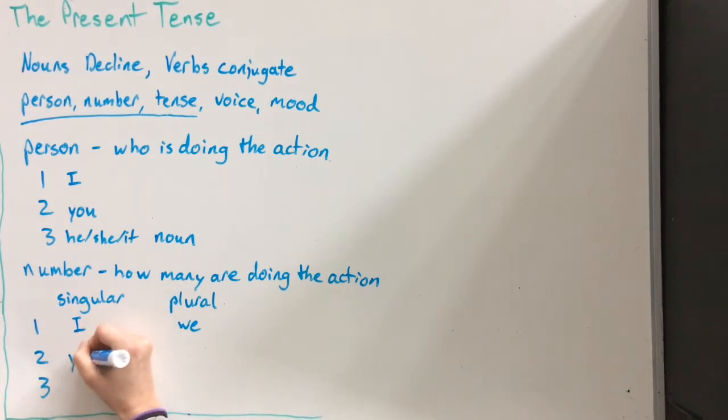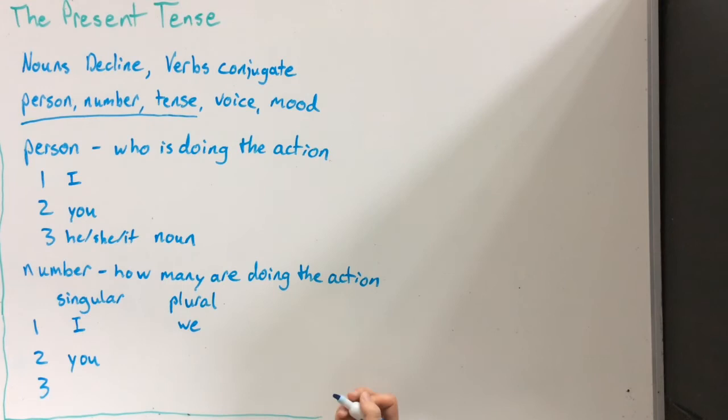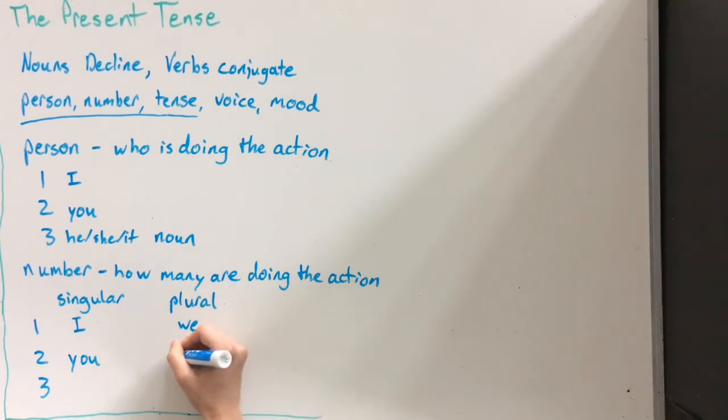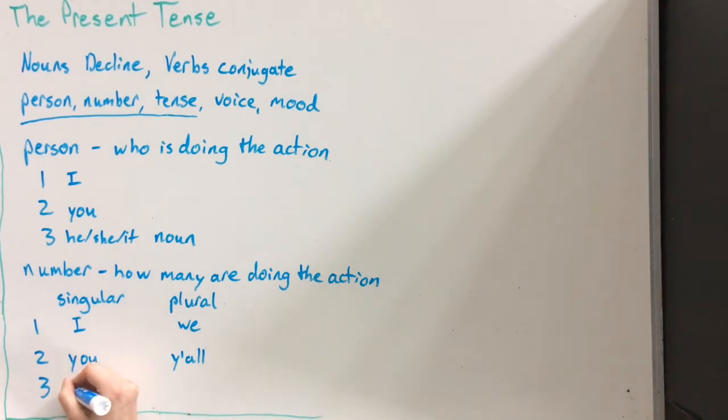In English, we use the same form, you, for singular and plural second person. But in Latin, they do make a difference between the two. So we're going to borrow the colloquial form, y'all, to express our second person plural, for clarity's sake. We are going to the movies. Do y'all want to come with us? Third person, we've seen he, she, and it. And when you pluralize, you have they. They all went to the movies together.